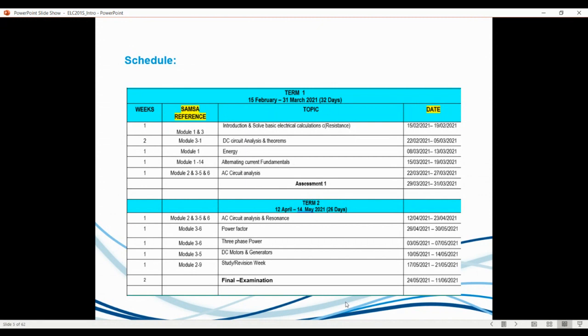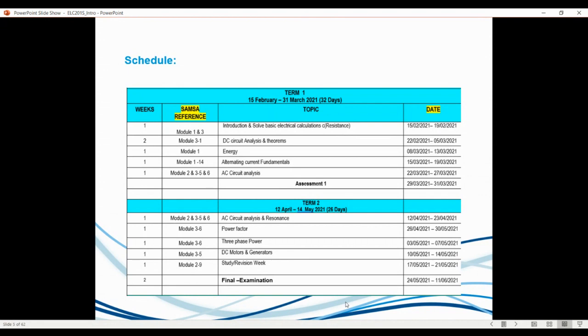Then we look at AC current. That's where we start looking at what AC current is, how it's generated, and all that. After that, we start looking at AC circuits instead of DC. From AC circuits, we look at resonance. From AC circuits, you also learn about capacitors, inductors, and resistors, and how current behaves in particular ways when you put them in a circuit.